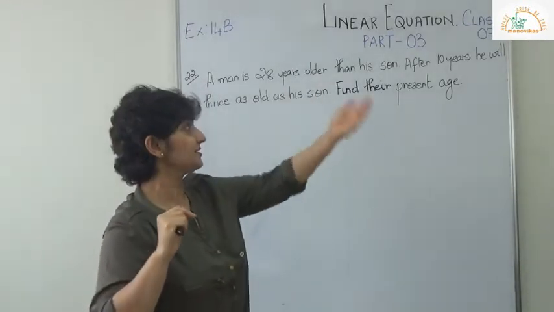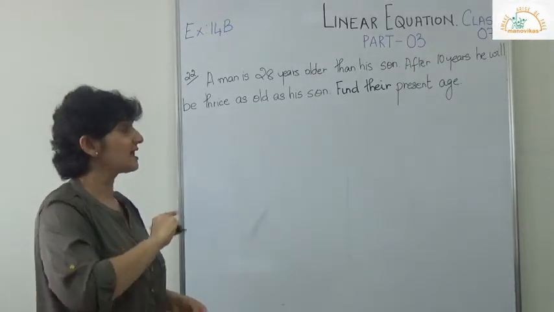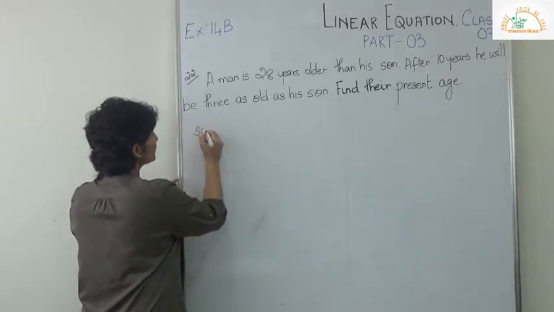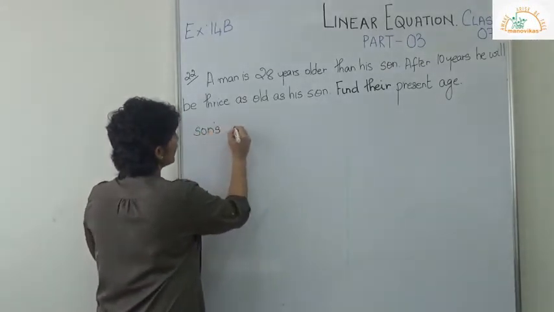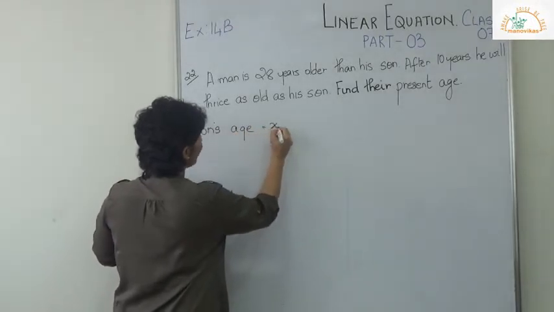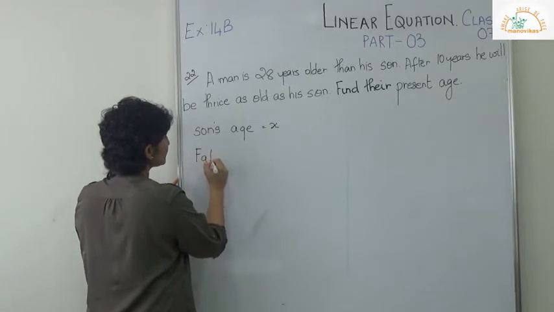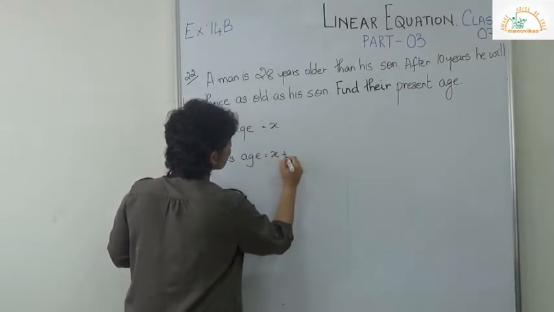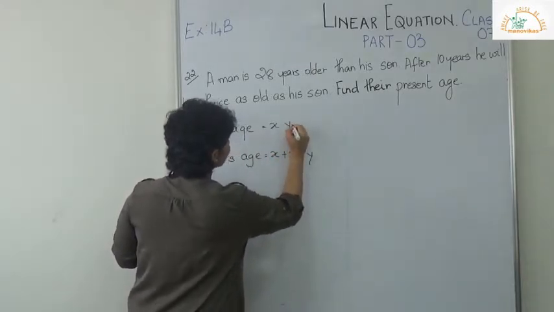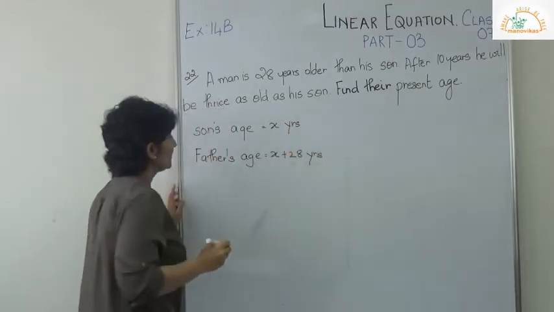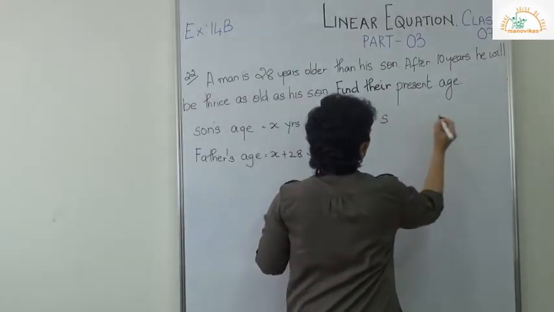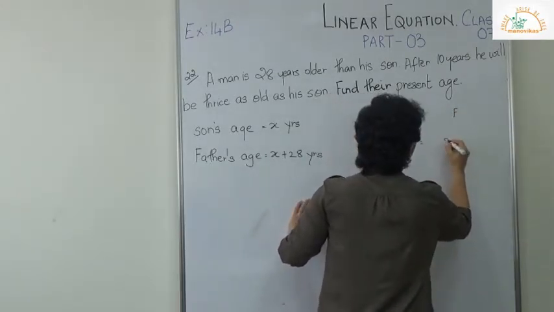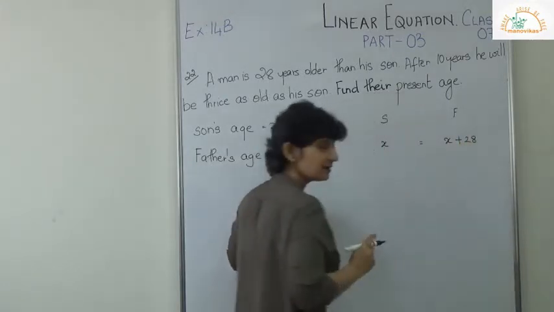After 10 years, he will be thrice as old as his son. Find their present ages. Let the son's age be x, then the father's age is going to be x plus 28 years. Correct? Alright. Now, let's write here son and father. So if the son is x, the father is x plus 28, right?